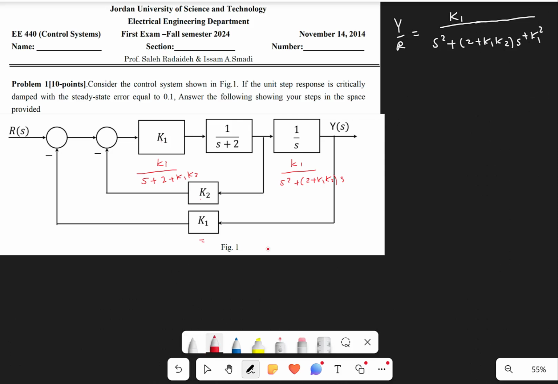Now from the first information, that the steady state error due to unit step is equal to 0.1, we know that E steady state is equal to R steady state minus Y steady state, and R steady state is unity, so 1 minus Y steady state, which will equal the error, which is 0.1. So this means that Y steady state is equal to 0.9.